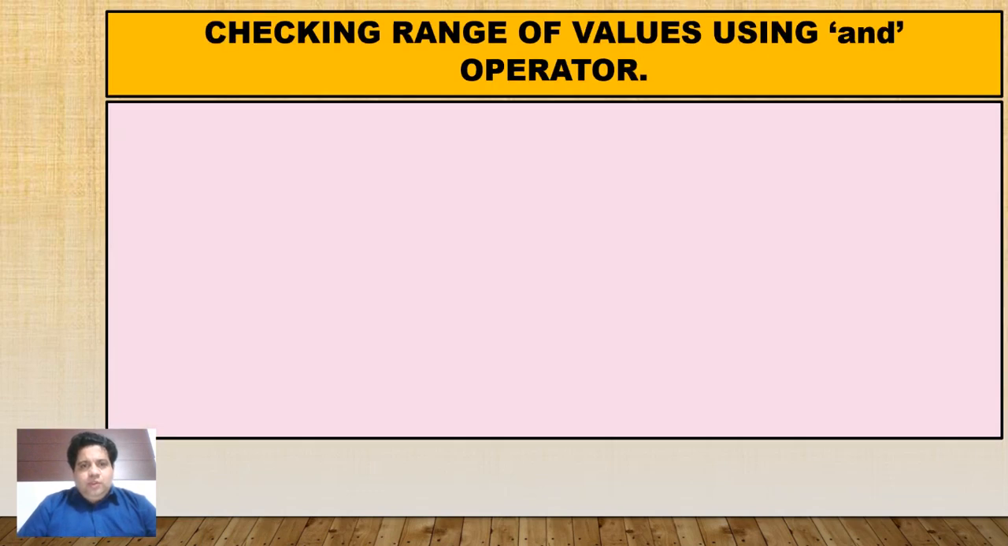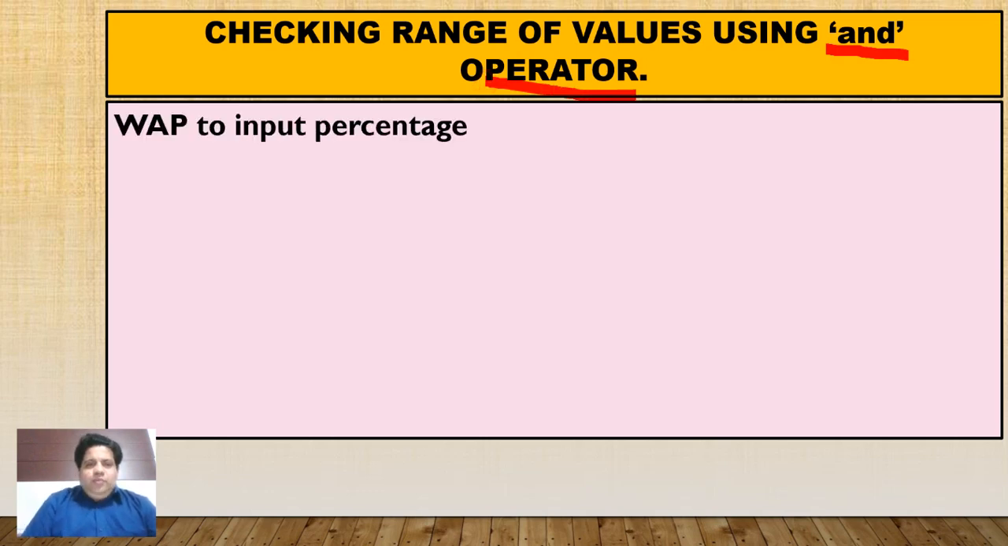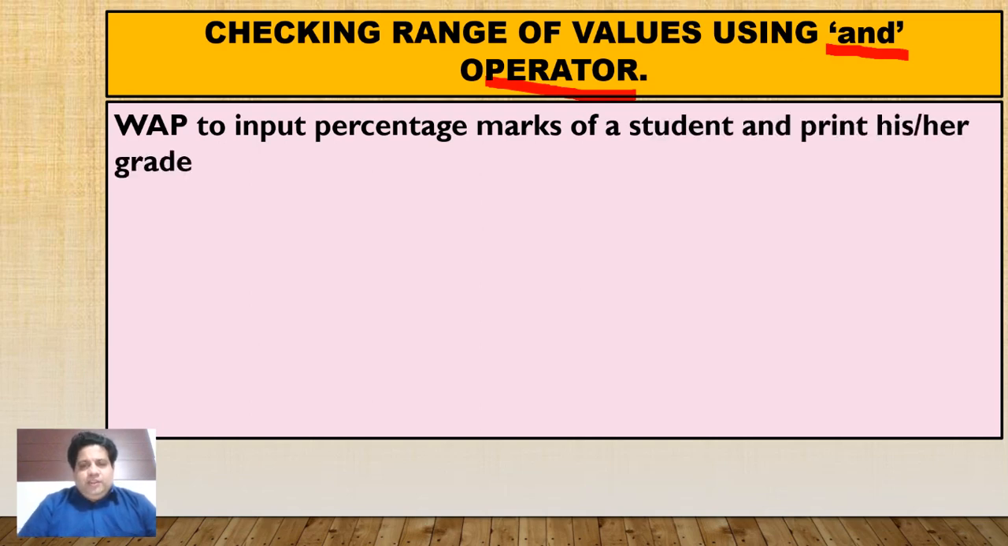Next. Now checking range of values using AND operator. Suppose lower limit and upper limits are given. From this limit to that limit. How will you check range of values? For this you have to use AND operator. For example, if I ask you to input percentage marks of a student and print his or her grade as per the criteria given below.